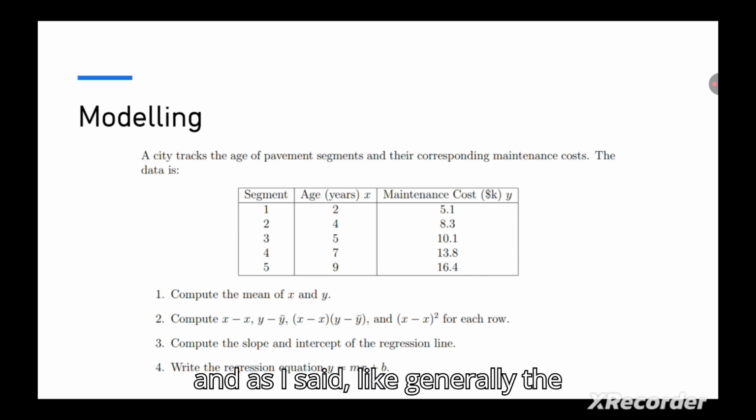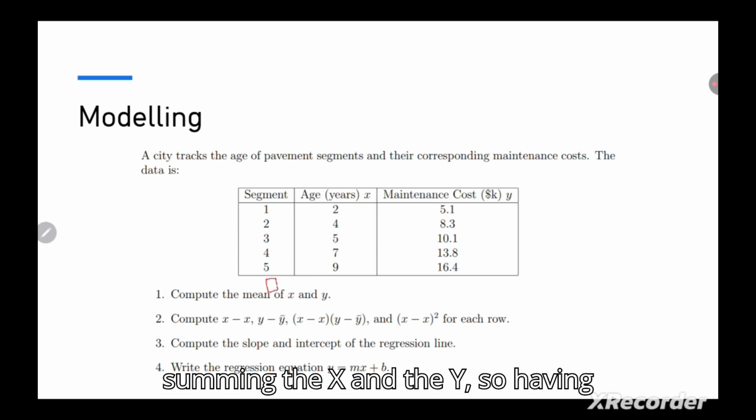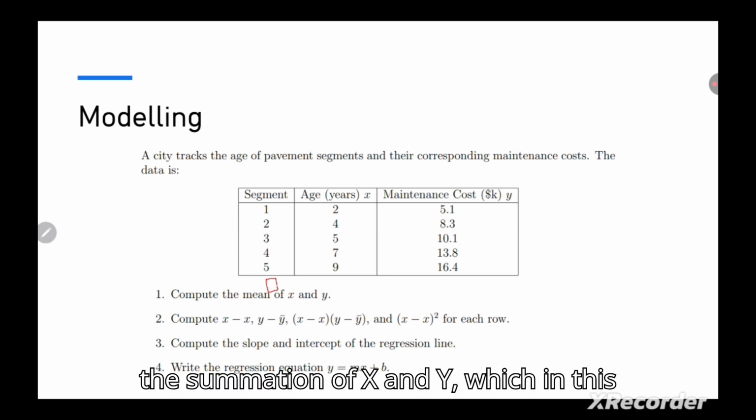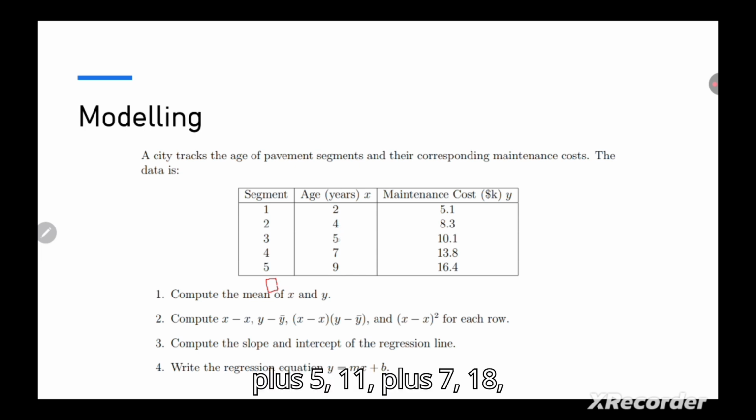And as I said, generally the first step is summing the X and the Y. So having the summation of X, which in this case is 2 plus 4, so we have 6 plus 5, 11 plus 7, 18 plus 9, we have 27 here, right?